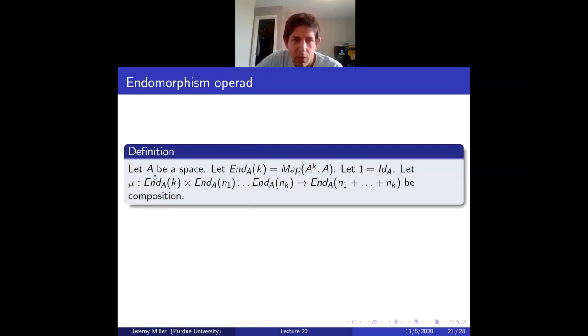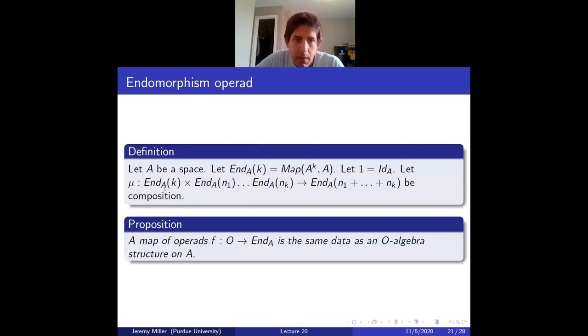You have one map, and then you have a bunch of other maps, and then you can just plug your maps into your map. I haven't told you what a map of operads is, but you can guess what the correct definition is. It's a map of spaces that respects all the structure. So it turns out that a map of operads from O to End A is the same data as an O algebra structure on A. So if for some weird reason you don't like algebras, but you like maps of operads, then an algebra is just a map to the endomorphism operad.